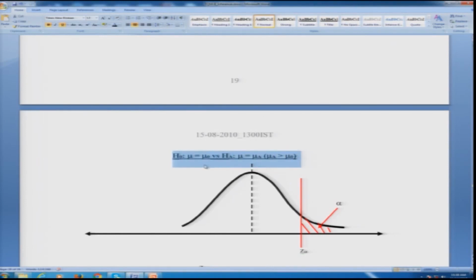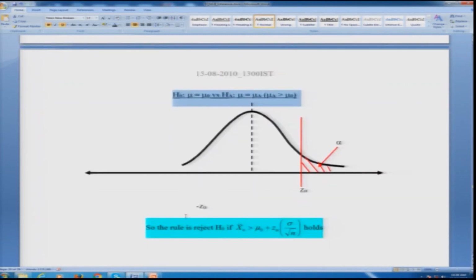Here, H naught is the case when mu is equal to mu naught, and HA, the alternative hypothesis, is mu A greater than mu naught. With the right-hand side, again be careful: you will reject H naught if x bar n is greater than mu naught plus Z alpha multiplied by sigma by square root of n. Obviously this is Z alpha, not alpha by 2, because you are considering the right-hand side of the distribution, not the left-hand side.